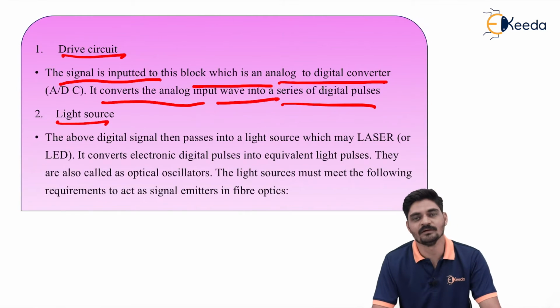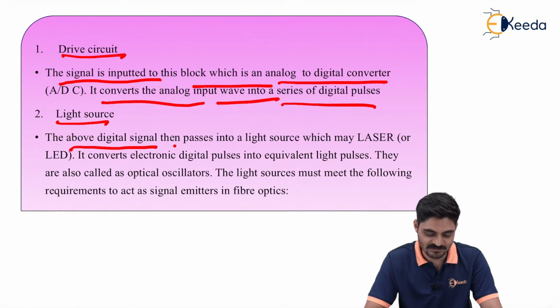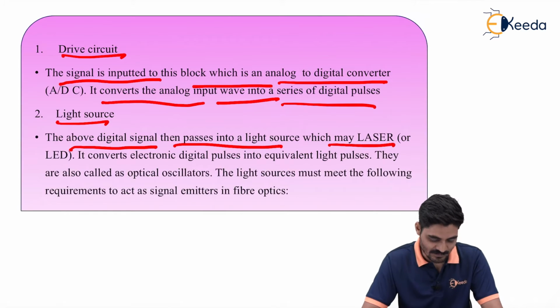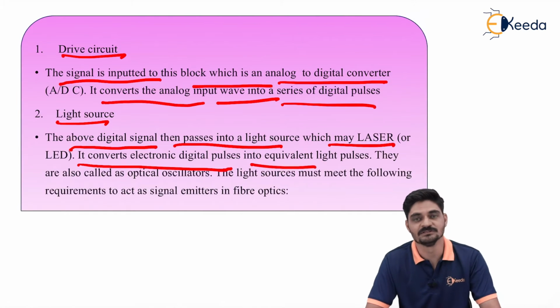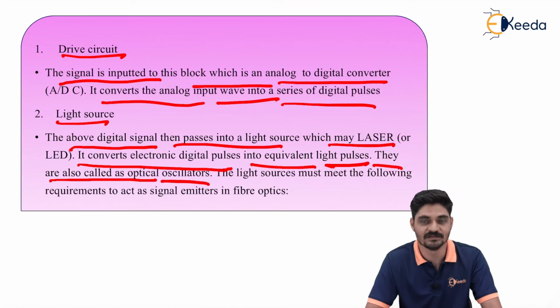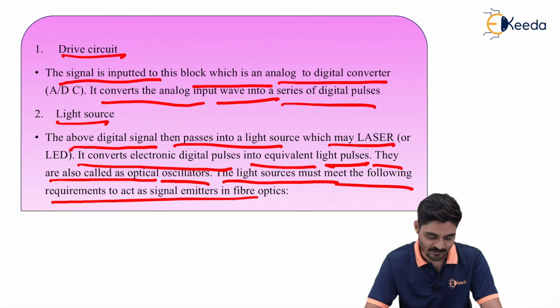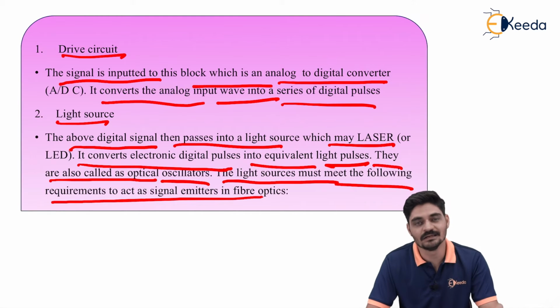Then the second part is the light source. The above digital signal then passes into the light source, which may be a laser, and it converts the electronic digital pulse into an equivalent light pulse. They are also called optical oscillators. The light sources must meet the following requirements to act as a signal emitter in fiber optics.